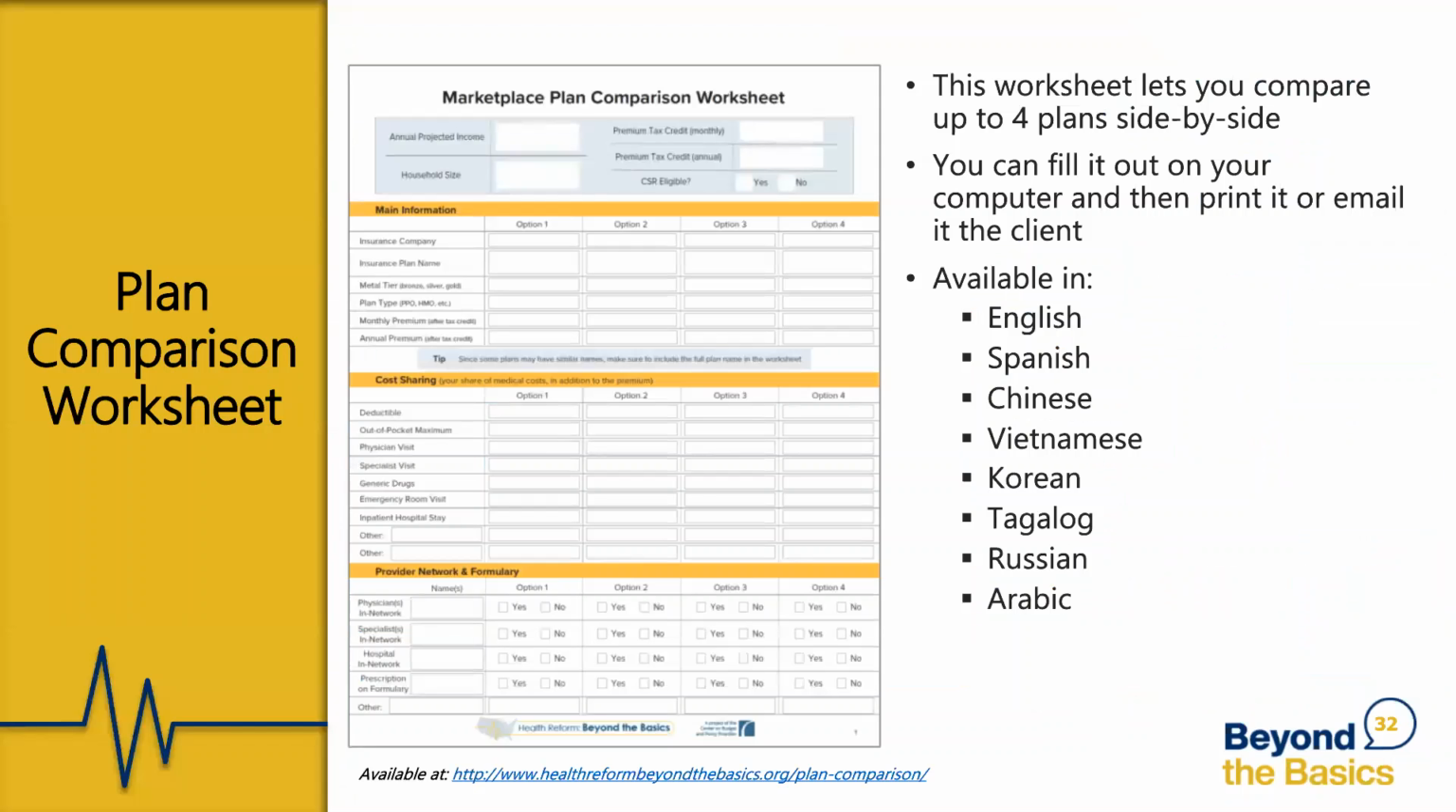Another useful tool is this form that Beyond the Basics created. It's just a plan comparison worksheet that you can use to compare 4 plans side by side. You can fill it out on your computer and print it or email it to your client. And it's available in a number of languages that you can see listed here. So it's just another way of pulling together all of the information that you may be helping people find, either on the healthcare.gov website or details of the SBC that people are particularly interested in knowing, so that they can try to make the decision that they need to make.